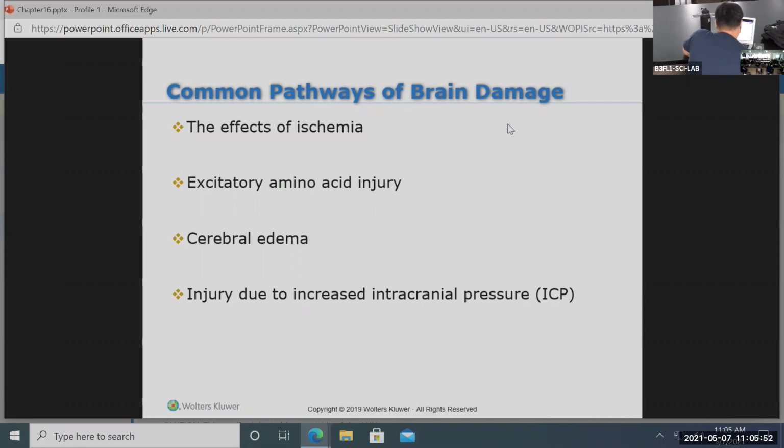Okay. Now, the last one was injury due to increased intracranial pressure. I think the normal intracranial pressure is 5 to 15 millimeters of mercury. We don't want to go higher than that. That might cause injury to the underlying brain tissue. Brain damage can occur from within also because of increased intracranial pressure.